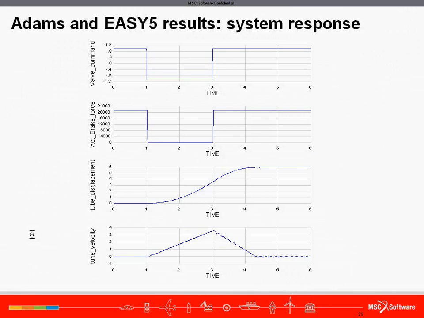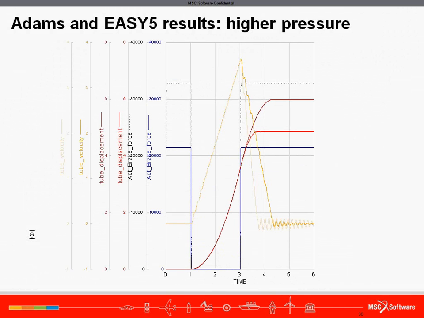So here's the system response I just showed you, but it's been compared to the system response at the higher pressure setting. You can see the resulting actuator force increases from 22 kilonewtons, which is the solid blue line, to about 33 kilonewtons, the dotted black line. This results in the pipe being stopped sooner, having traveled only about 5 meters, the bright red line, versus the 6 meters of the lower pressure run, the dark red line.